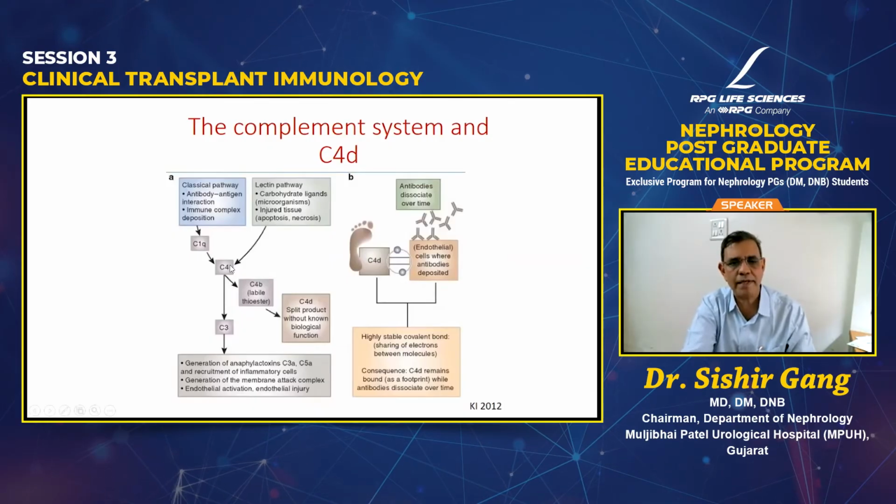Once complement is activated, as you know, in the classical pathway it goes through C1q, C4. C4 is divided into C4b, which has a labile thioester, which then forms a very stable C4d split product. This C4d split product forms a very strong bond with the endothelial cells, and when it bonds, it remains very stable. It's a highly stable covalent bond. Therefore, C4d remains as a footprint, telling you that if you detect C4d, antibodies have visited the endothelial cells and have possibly attacked and damaged them.